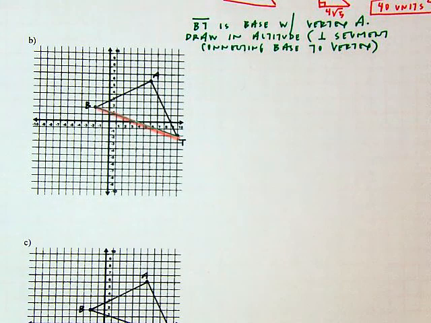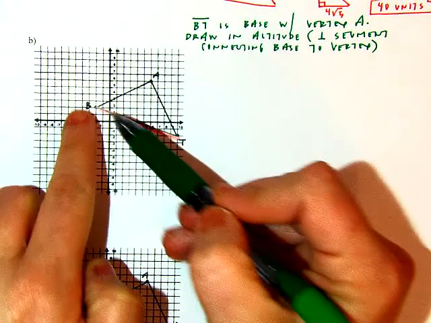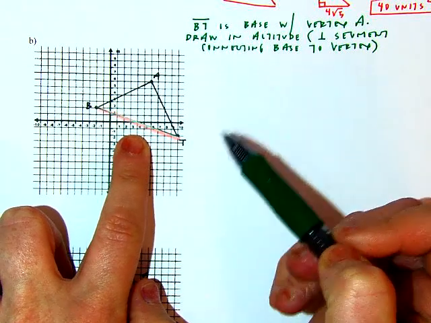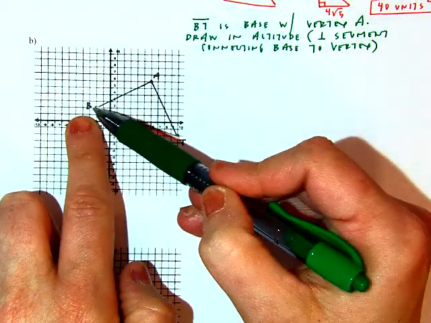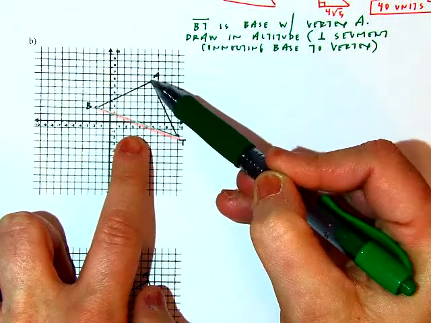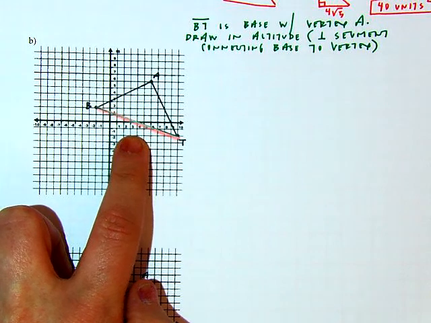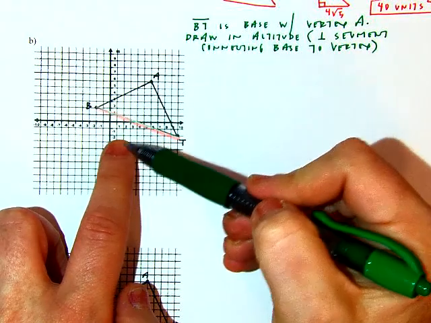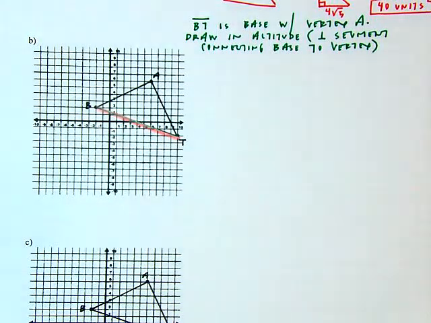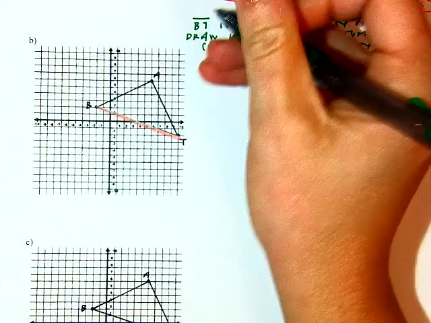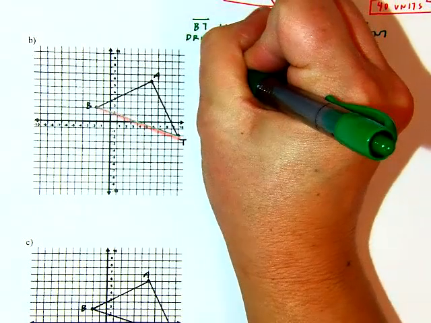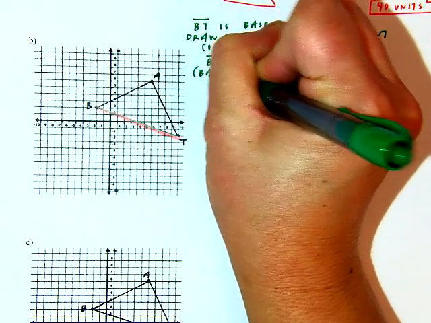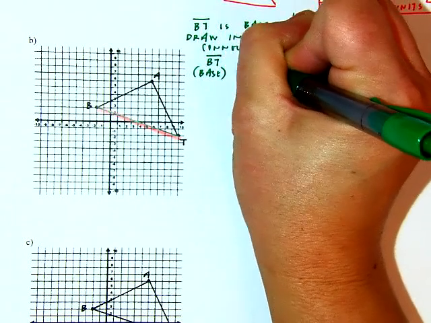So what I need to figure out then is what is the slope of my base? Because I know that the shortest distance from a line to a point is that perpendicular pathway. And it's that perpendicular pathway that will be my altitude. So I need to figure out what is BT's slope. So BT, that's my base. Let me just remind you, base. What is its slope?